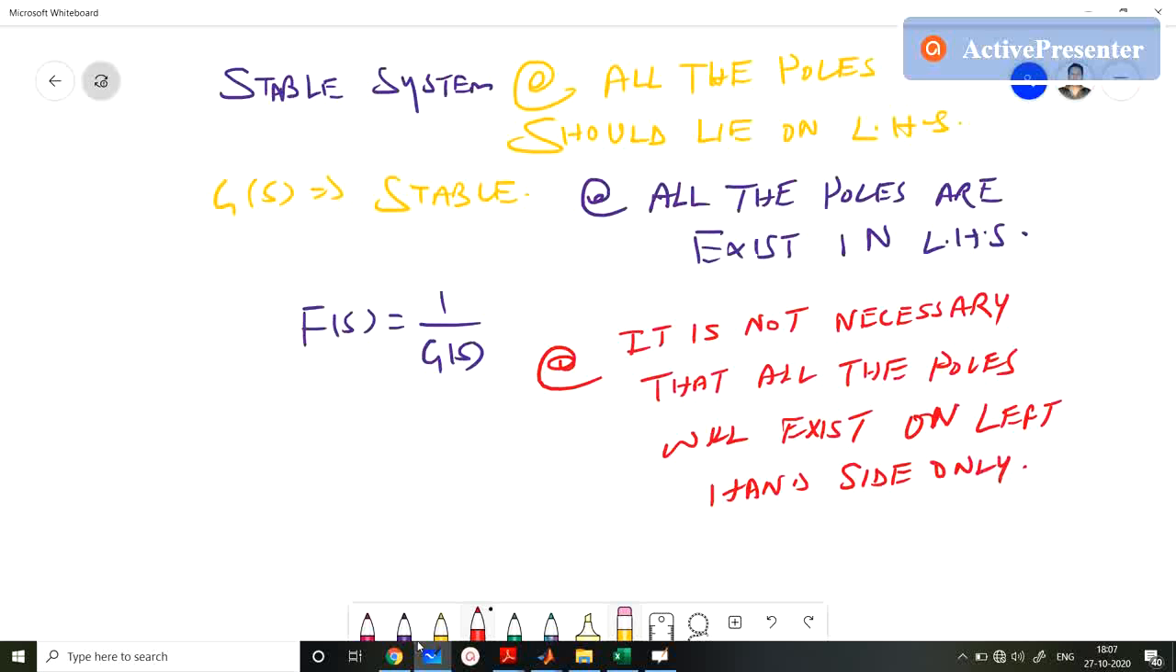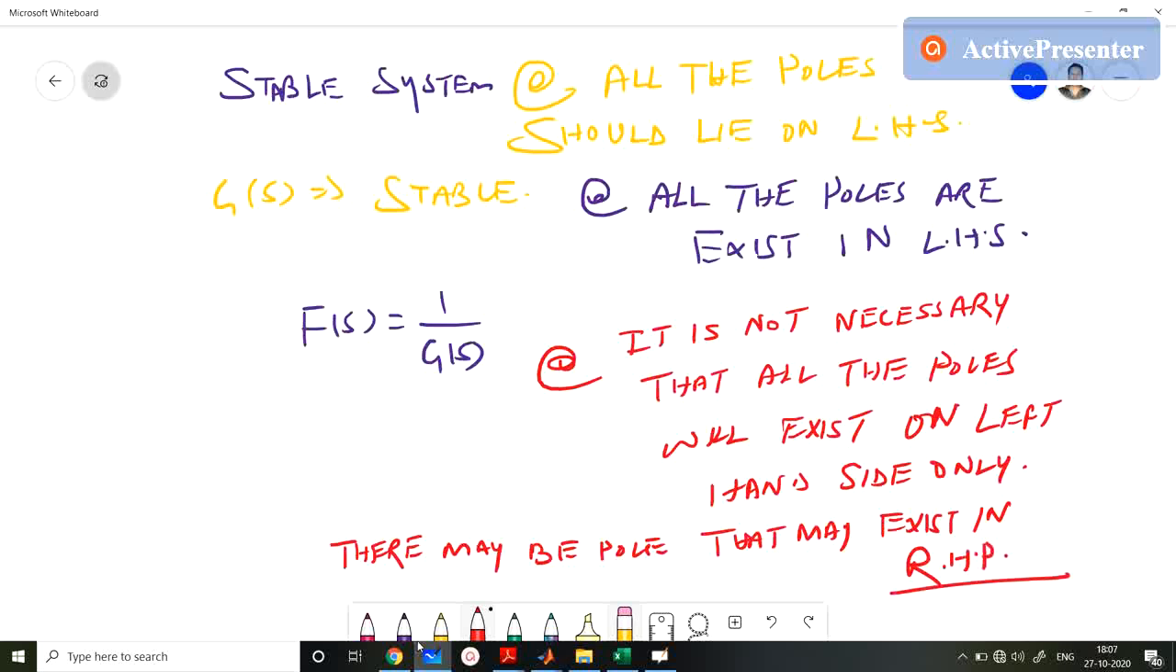There may be some poles that may exist on the right-hand side also. So there may be poles that may exist in the right-hand plane also, so that means that the system will become unstable.